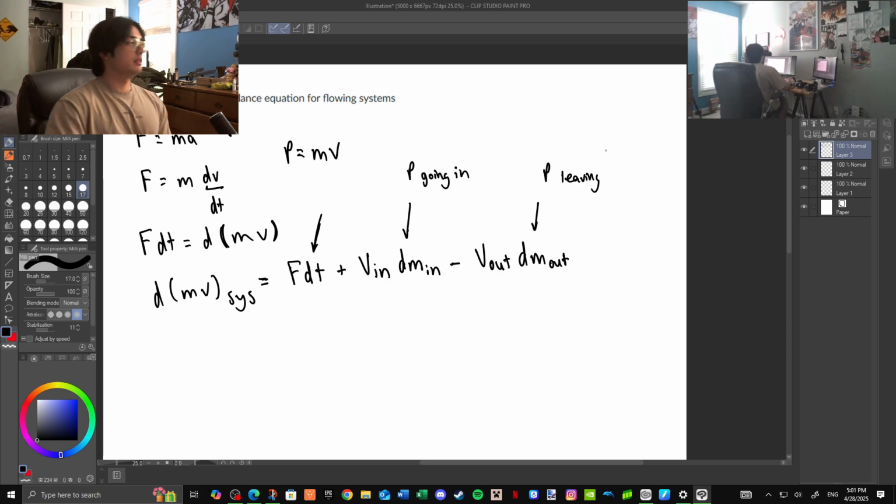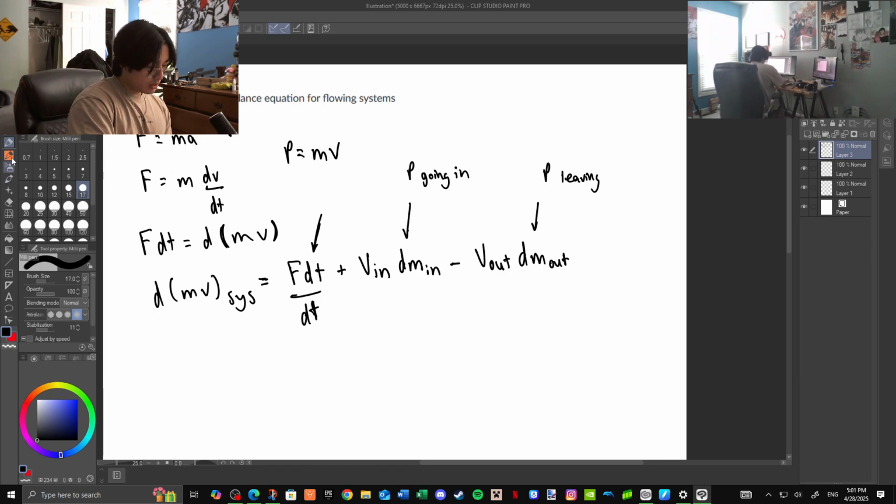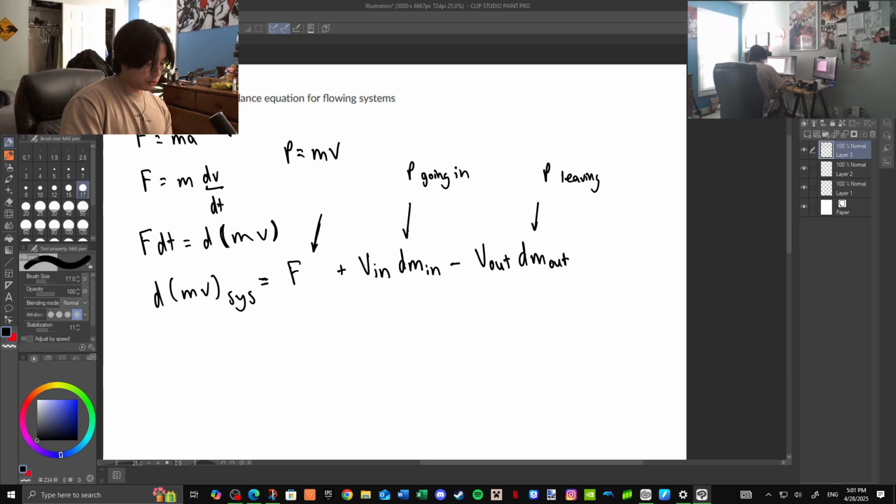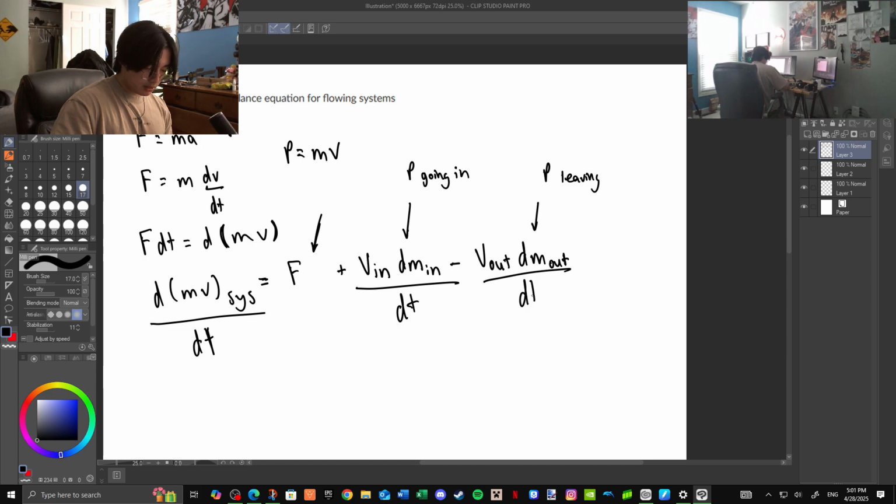And so in order to make this system based on changing time, we can actually divide everything by dt, right? And so when we do that, F is then isolated, which again, F is the initial force put into the system, but now everything is divided by dt. And so with that, this right here is the momentum balance equation for flowing systems.